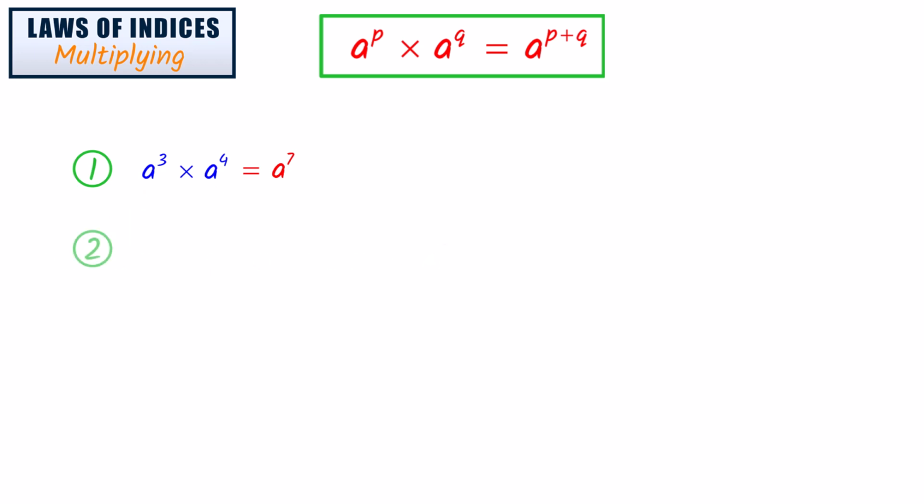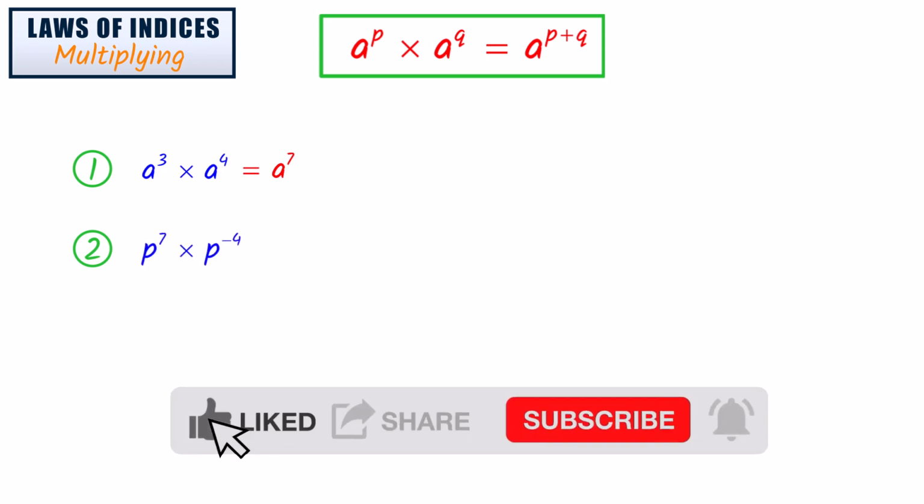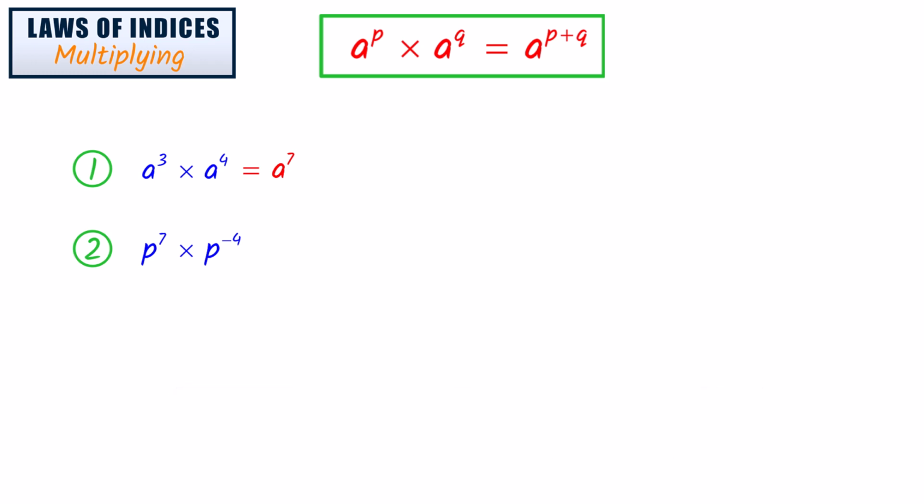The second one is p to the power of 7 times p to the power of minus 4. Again, just make sure the bases are the same, which they are, and then add the indices together. 7 plus minus 4 is equal to 3. So the answer is p to the power of 3.